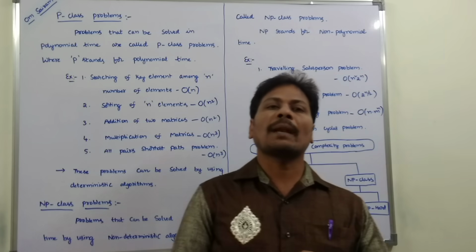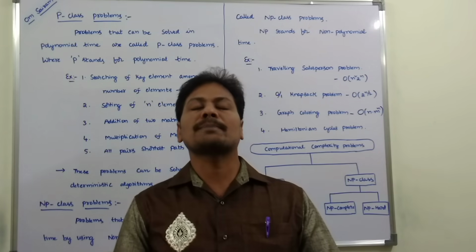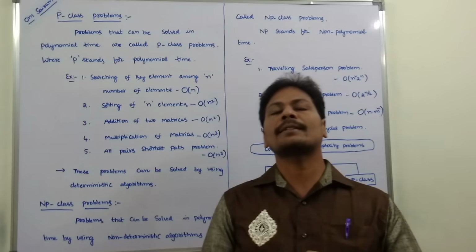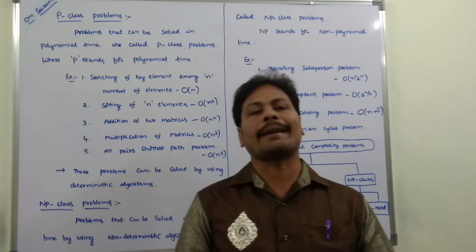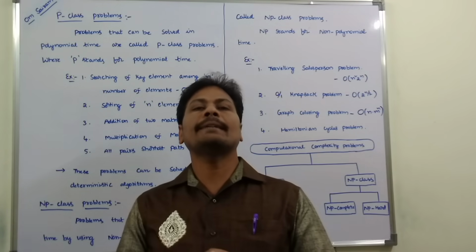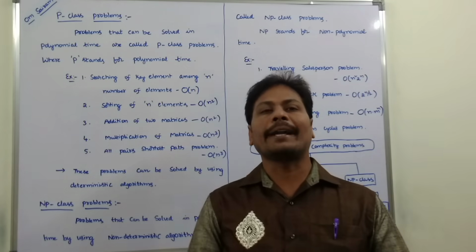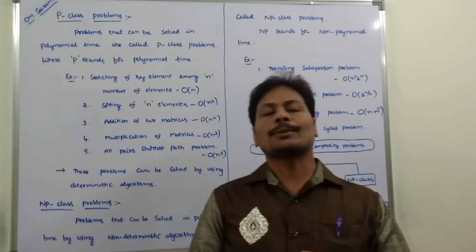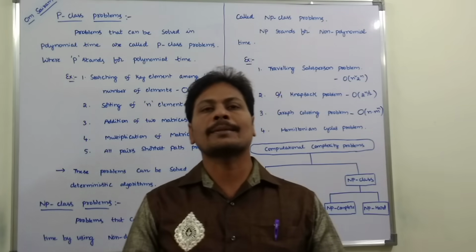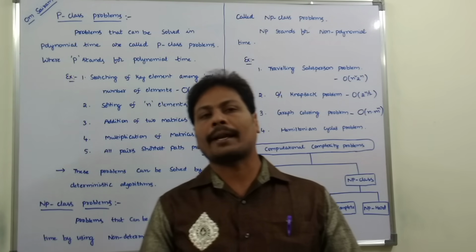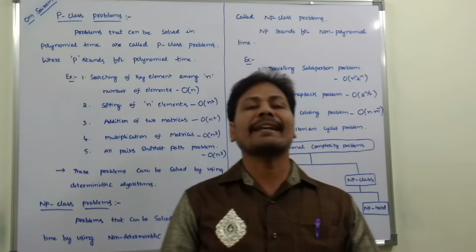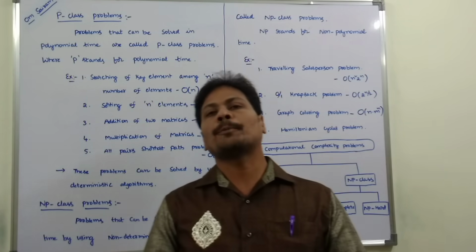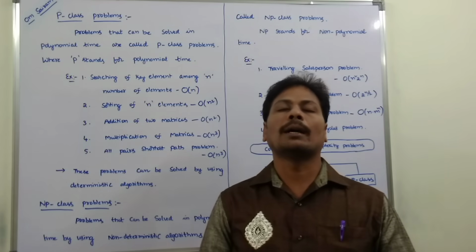Its time complexity is sometimes big O of n square and sometimes big O of n log n. Third one is matrix addition, the addition of two matrices. Its time complexity is big O of n square. Next one is matrix multiplication, so big O of n cube.